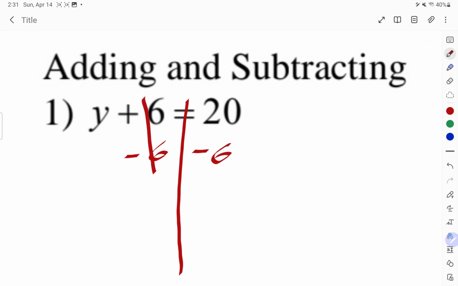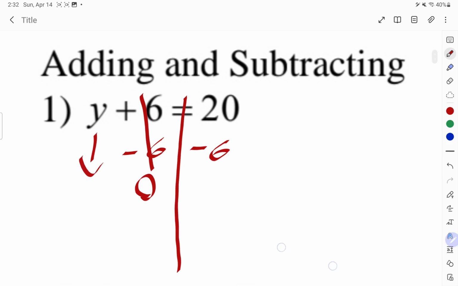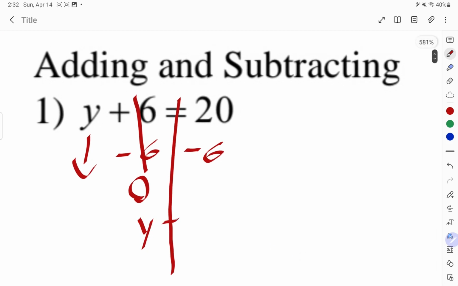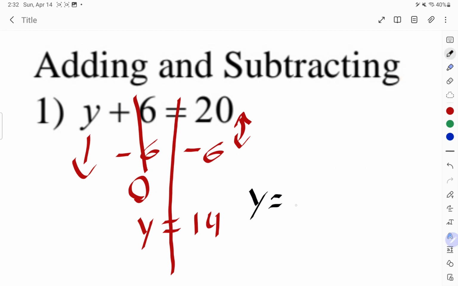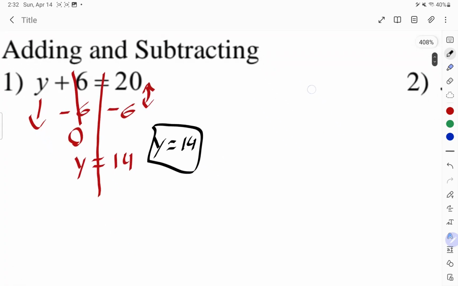Now, those two are going to become 0, and the only thing left is my y. So I bring it all the way down. So now I have y equals... And now I have to do the operation right here, right? 20 minus 6 is 14. And guess what? We're done. That is my answer right here. Let me go ahead and write it again. So it's going to be y equals 14. And that is how you do a one-step equation for adding.